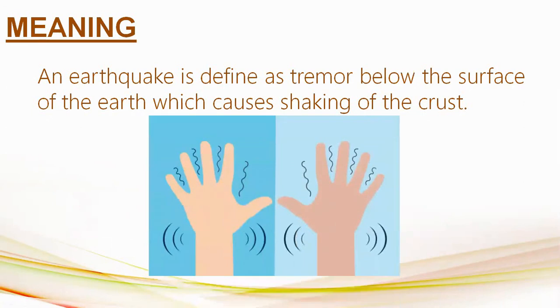You can just take an example of your hand trembling. If you keep a glass on your hand and you tremble your hand, the whole glass gets affected. Same way, anything that is beneath the earth crust starts to shake. It causes the effect on the surface of the earth, and hence we experience earthquake.